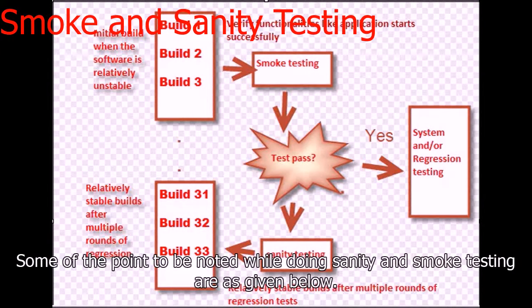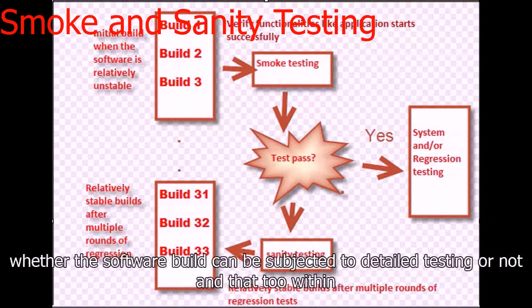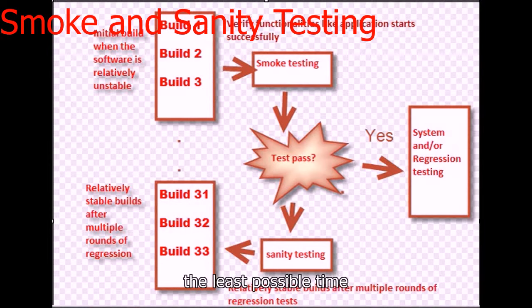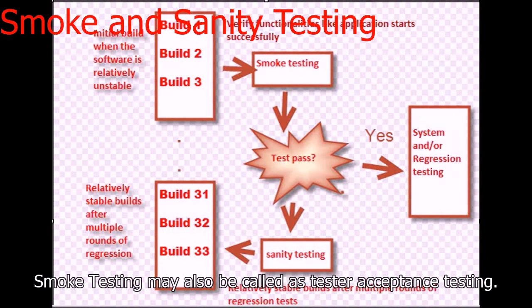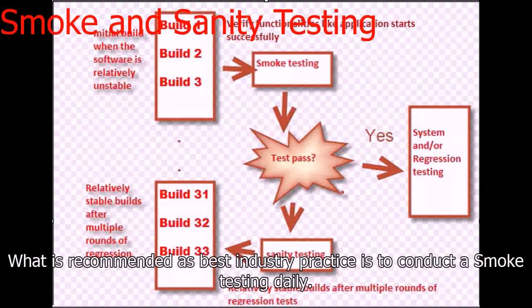Some of the points to be noted while doing sanity and smoke testing are as following. The purpose of both sanity and smoke testing is to prevent wastage of time and to determine whether the software build can be subjected to detailed testing or not, and that too within the least possible time. Smoke testing may also be called tester acceptance testing. Smoke testing performed on a particular build is also called build verification test. What is recommended as the best industry practice is to conduct smoke testing daily.